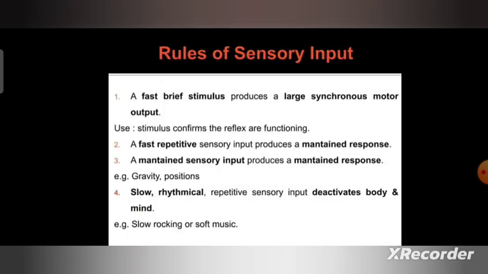Next are the rules of sensory input. First is a fast brief stimulus produces a large synchronous motor output. Use this stimulus to confirm the reflexes are functioning. Second, a fast repetitive sensory input produces a maintained response. Third is a maintained sensory input produces a maintained response, for example gravity or position. Fourth is slow rhythmical repetitive sensory input deactivates body and mind, for example slow rocking or soft music.